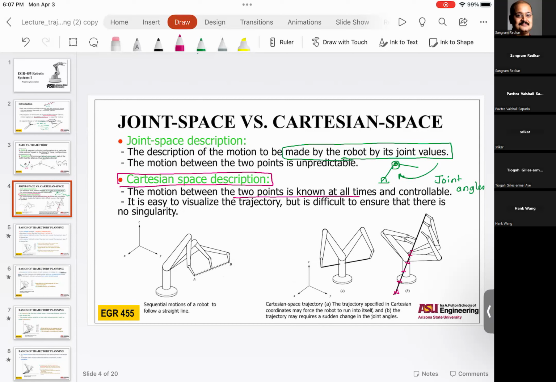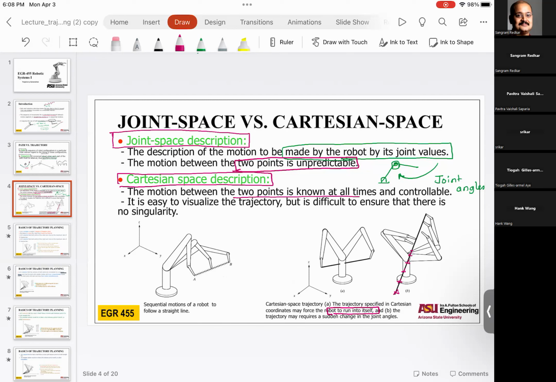As you can see in Cartesian space, the robot can fold onto itself. So basically, as you can see, this problem of the robot running into itself can happen in a Cartesian space coordinate. But the problem with joint space is that when you are going from one configuration to another, the motion between the two points may be unpredictable. You specify one joint angle, you specify the second joint angle, but you don't specify how the transition is happening. So these are two classic ways of describing the motion.